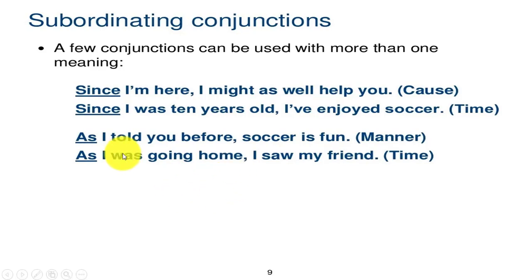For example: Since I'm here, I might as well help you. This is a type of cause. Since I was 10 years old, I have enjoyed school. This is a type of time. The next, as I told you before, soccer is fun. This is a type of manner. As I was going home, I saw my friend. This shows time.